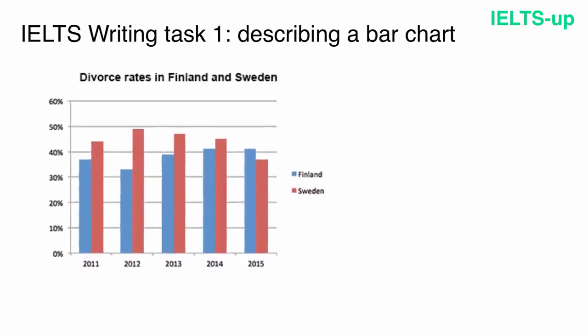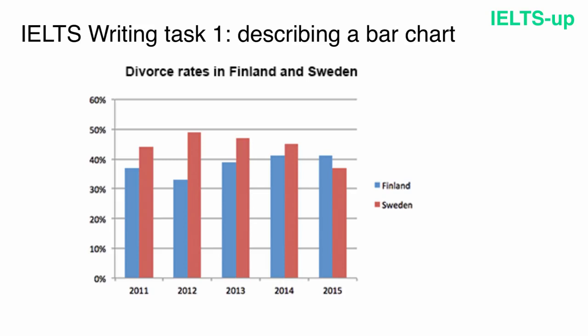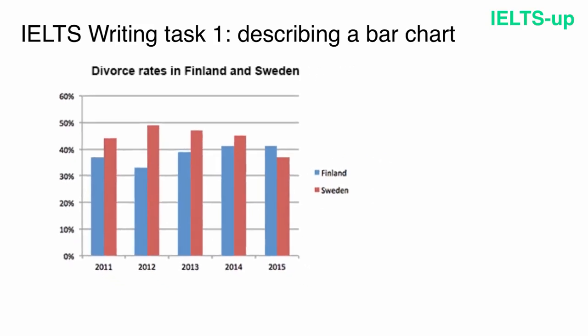Now let's look at the bar chart. What we can see. The name of our chart is Divorce Rates in Finland and Sweden. Down the vertical axis, we have the percentages, and along the horizontal axis, we have the years. Also, we can see that the information is provided for two countries. We've got Finland in blue and Sweden in red. That is our bar chart.